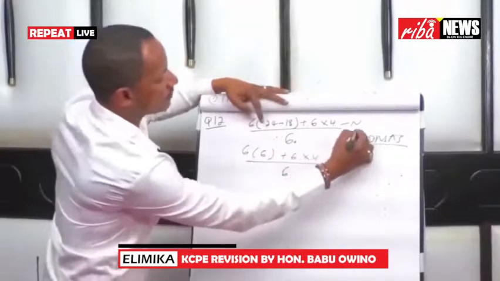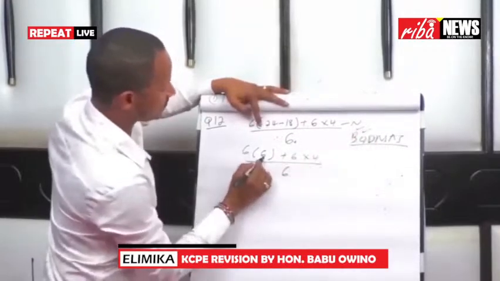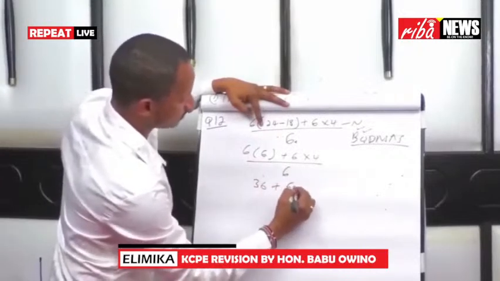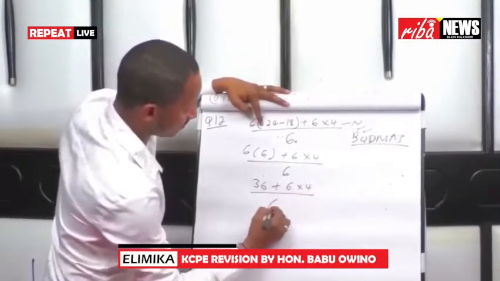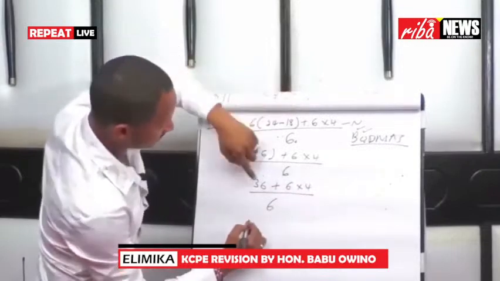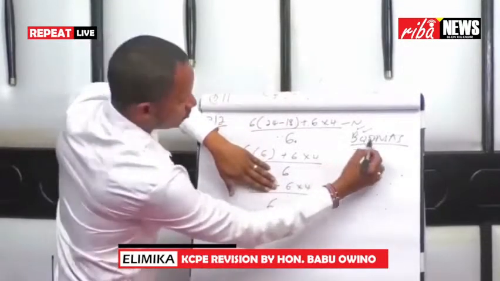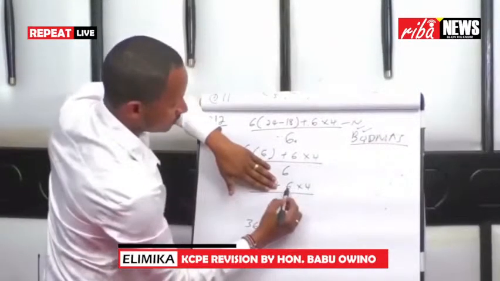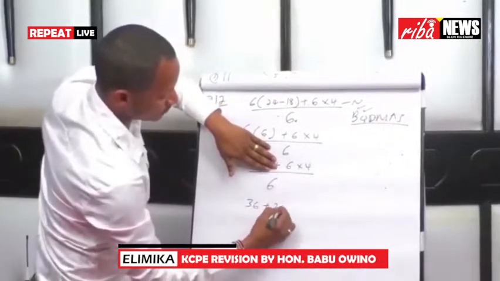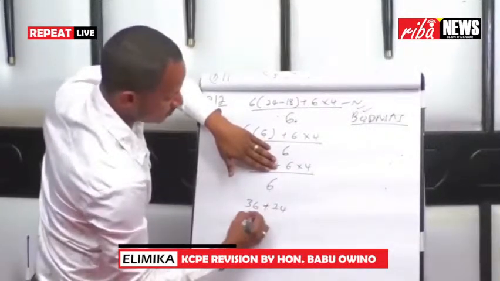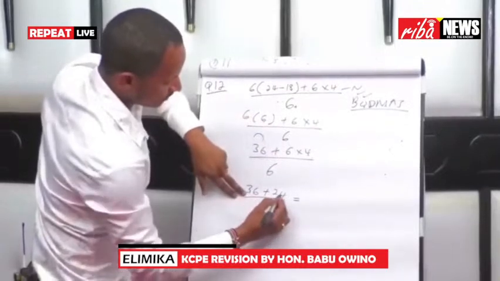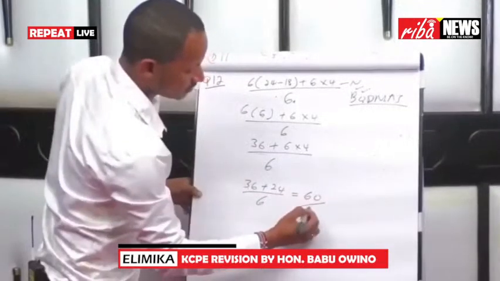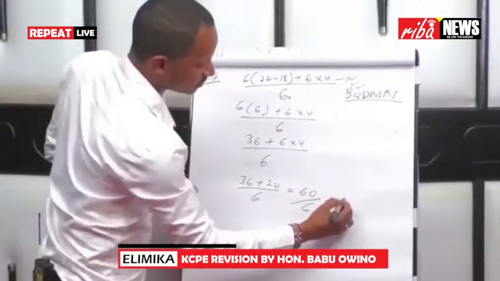Then of, bracket of, that is 6 of 6. 6 times 6 is 36, plus 6 times 4 divided by 6. Next step is 36. Division is not there, we will divide last. Then multiplication, 6 times 4 is 24, so plus 24 divided by 6. Then addition, 36 plus 24 is 60, divided by 6, you get 10.